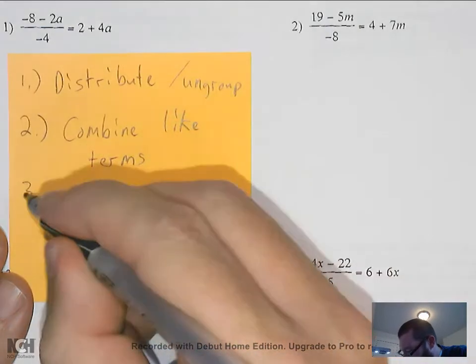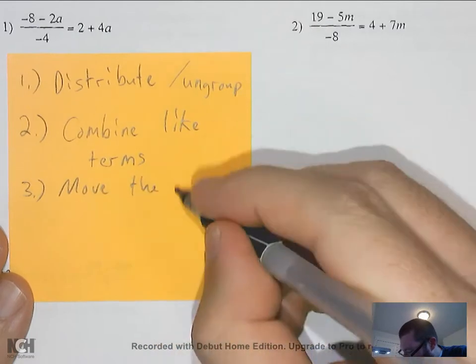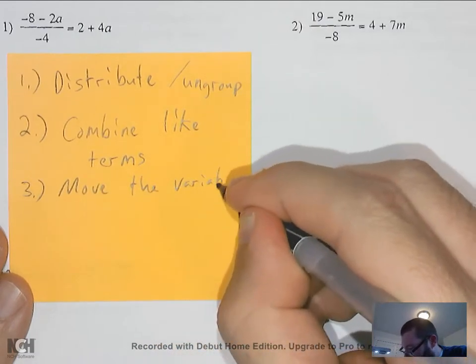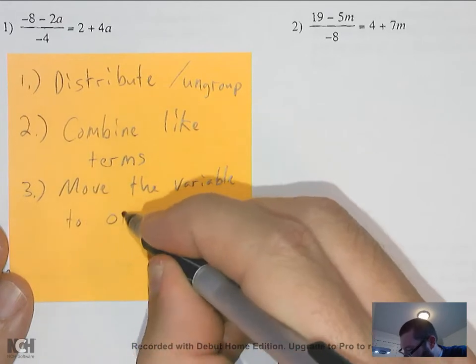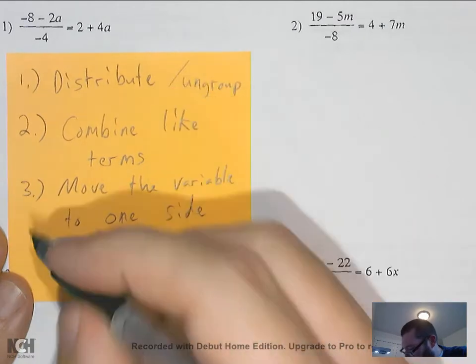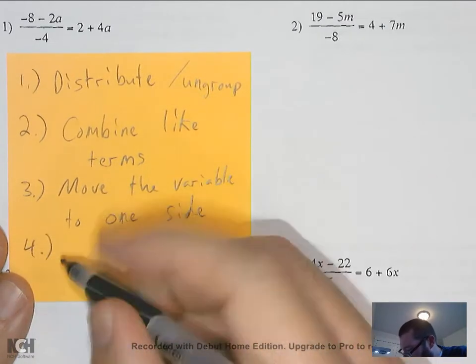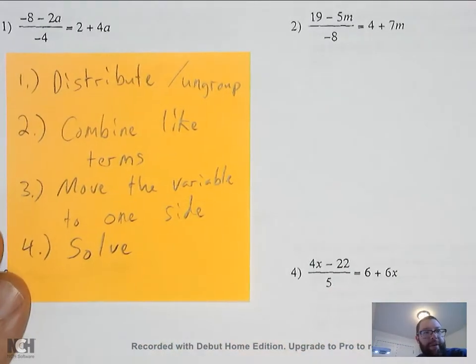Then you move the variable to one side. The variable has to be all by itself on one side of the equation to be done, that's our ultimate goal, right? And if you've done these first three steps, what's left is generally just a two-step equation at most, so that's where we solve, right?